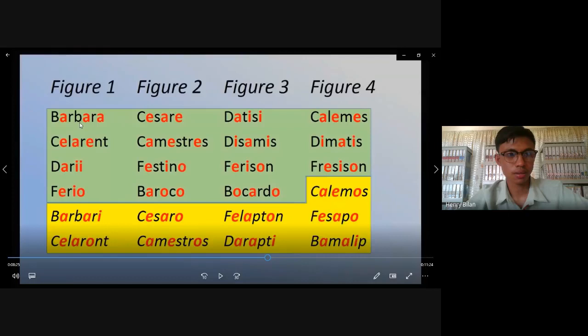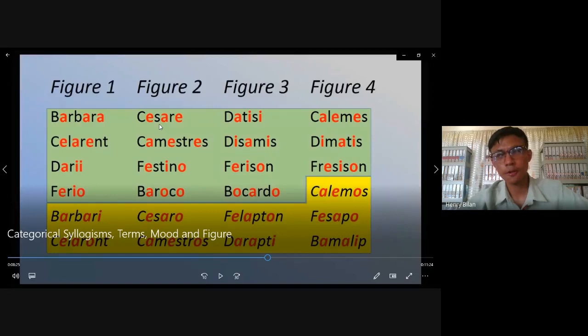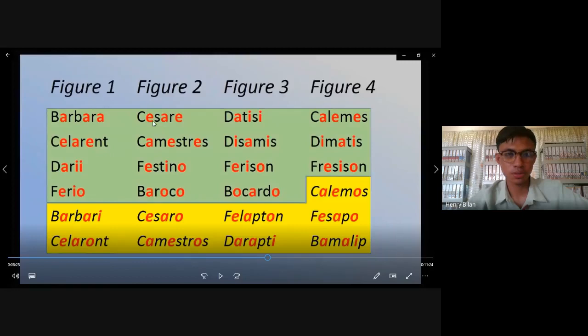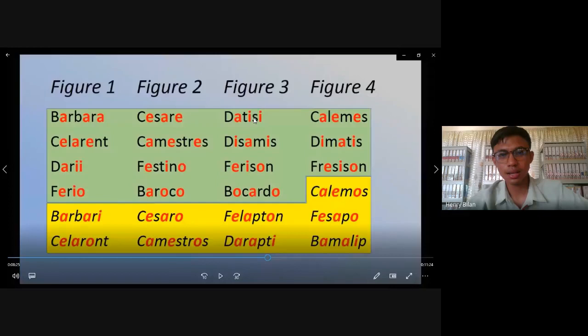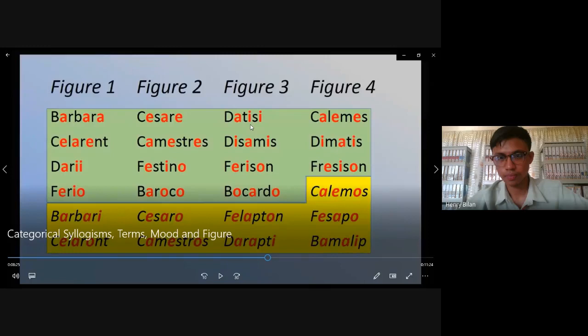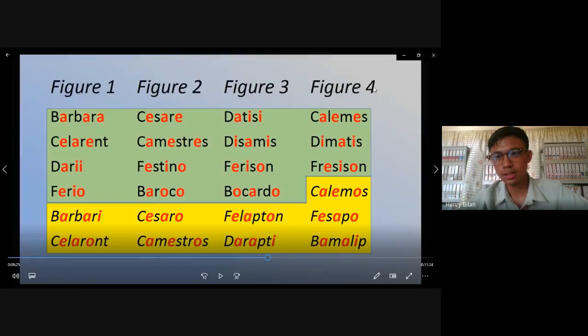Figure 2, there are also 4 valid syllogisms through these figures, modes. EAE, AEE, EIO, and then AOO. Figure 3, apat din. AII, IAI, and then EIO, and OAO. And for the last figure, tatlo lamang ang unconditional. AEE, IAI, and then EIO.